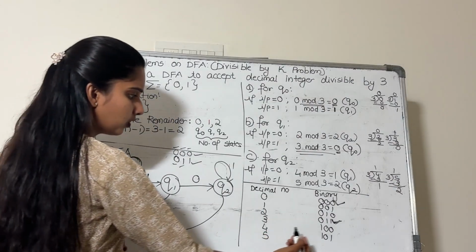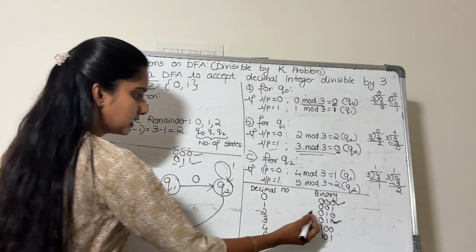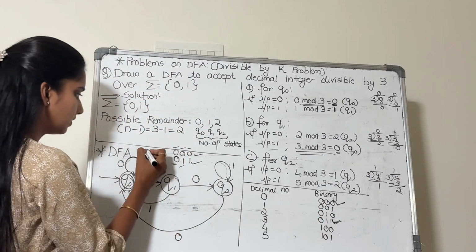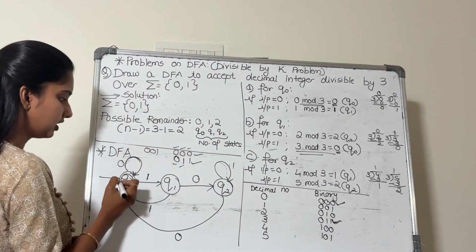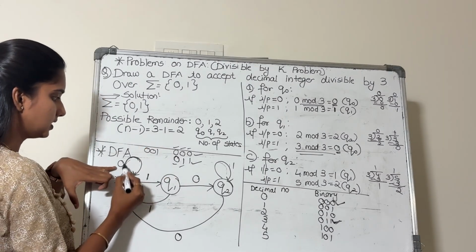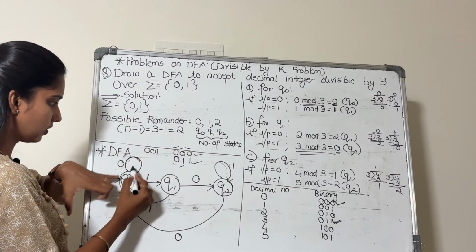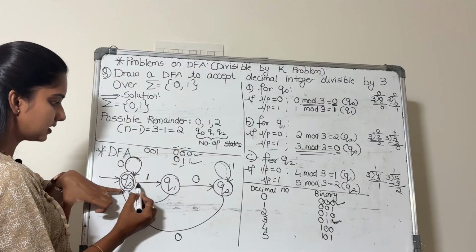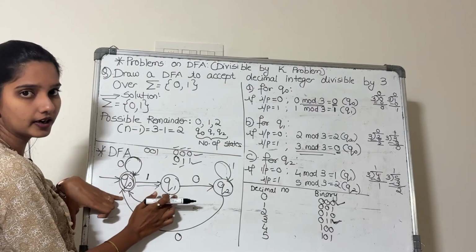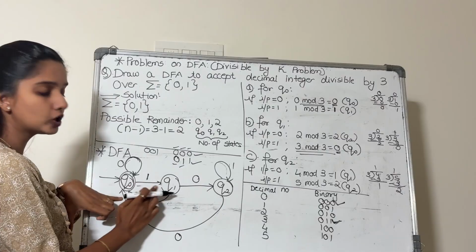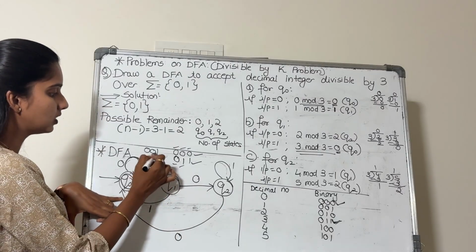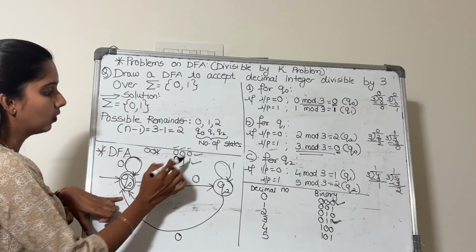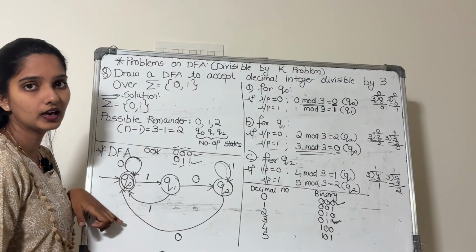Let's check for a number which shouldn't get accepted. Let's check the binary number 001. It is 0. Okay, fine. After 0 again 0, and after that it is 1. So it goes over here. It stops at Q1 and Q1 is not my accepting state. Which means this is not going to get accepted. Only these two binary numbers are going to get accepted.